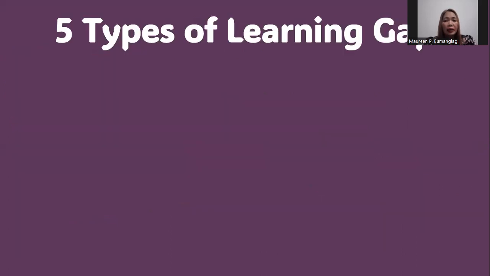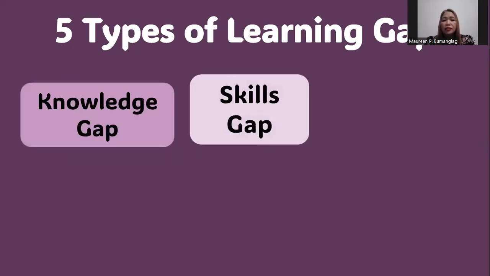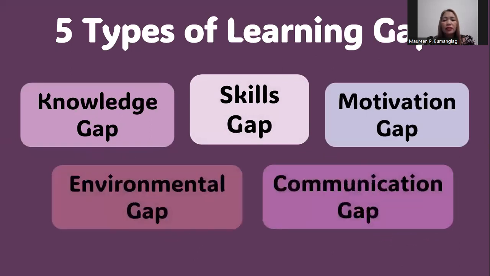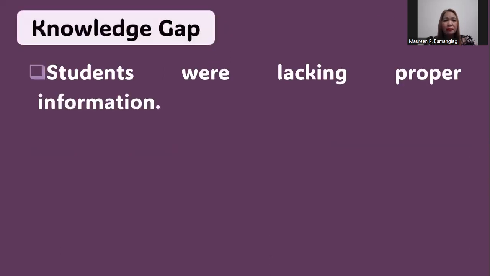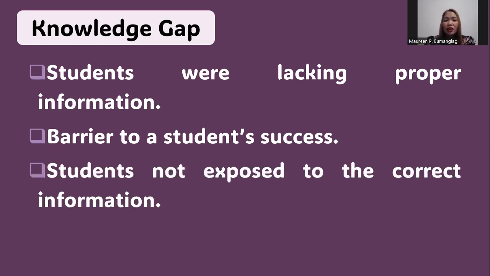So there are different types of learning gaps. The first one is the knowledge gap, then skills gap, motivation gap, environmental gap, and the communication gap. Let's discuss first the knowledge gap. Students are lacking proper information. They have no knowledge at all. It is a barrier to student success. They will not succeed if they have no knowledge. Students are not exposed to the correct information.